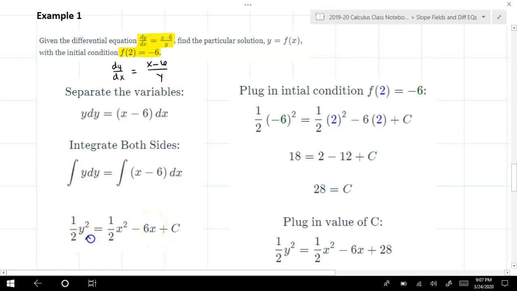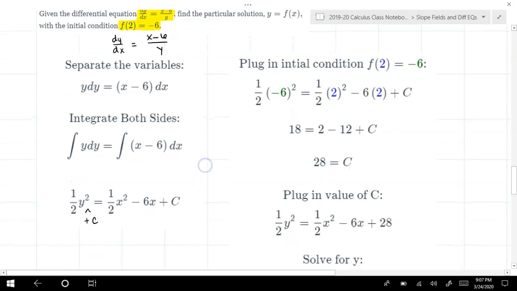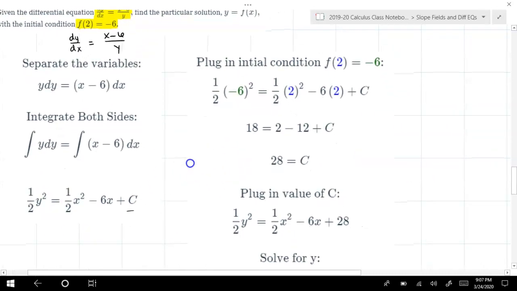Now, we would have a plus c here on this side as well, but you can combine the two constants. You don't need more than one constant when you have a constant. You can subtract this constant, and then you still have a constant. So it's just one constant written. If you want to write both, go for it.